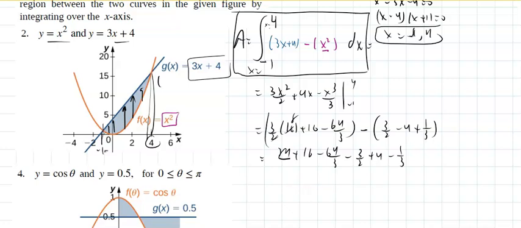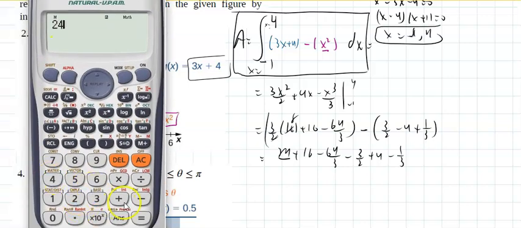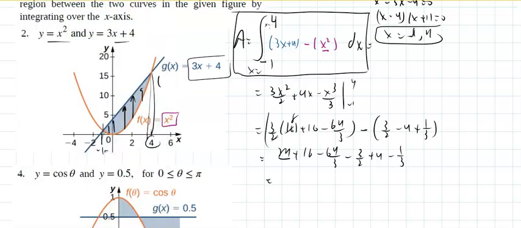So that is 24 plus 16 minus 64 divided by 3 minus 3/2 plus 4 minus 1/3. That is 125 divided by 6. If you want to leave it in decimal, you can.